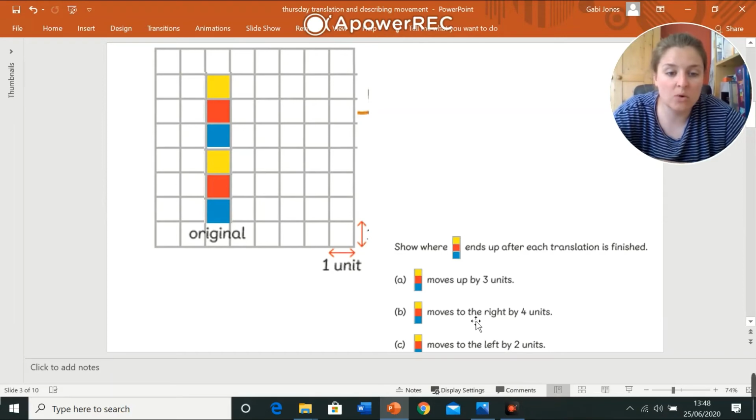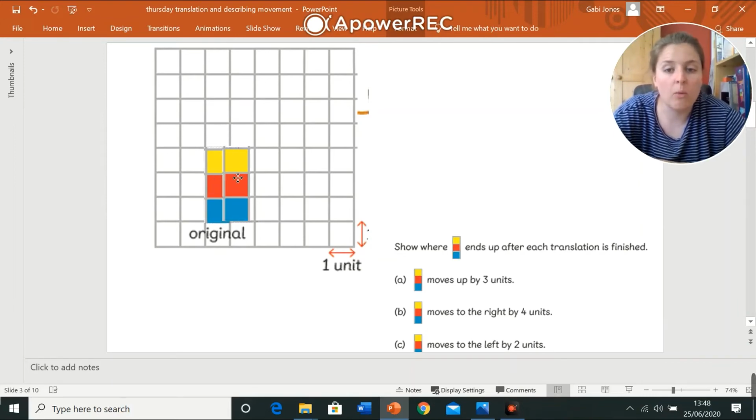Now it wants us to move to the right by 4. Okay, so let's reset it back to its original position. And we're going to move to the right 4. 1, 2, 3, 4. And that's where it ends up after the translation of 4. And C says move to the left by 2 units. Okay. So moving it to the left by 2 units, 1, 2. And that's where it ends up after translation C.